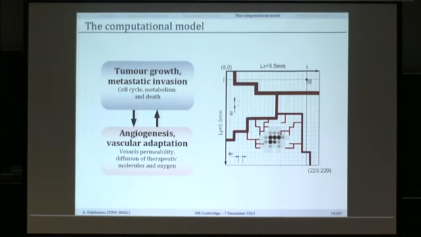So the cellular automaton looks like this. We plug the cells on a grid. There are two superimposed grids. In fact, it's the same grid, but we use the edges of the grid to model the vessels, and the elements of the grid to model the tumor cells. And there are interactions in between the two systems.